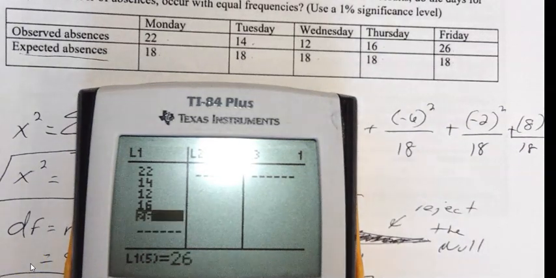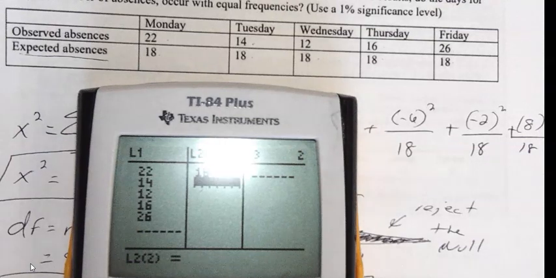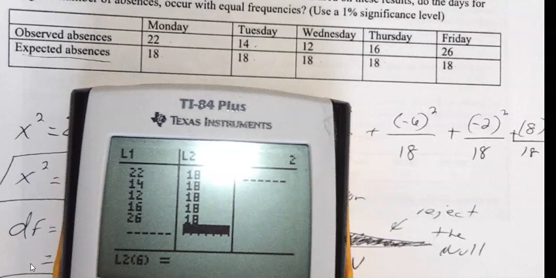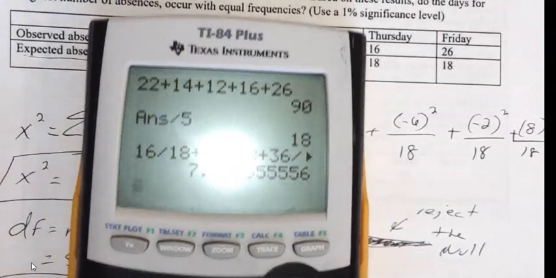Our expected, we write the same number each time. It was 18. So we go straight down the list, type in 18, until I get to the bottom of the list, and then match up equally. From there, let's leave the screen. So second mode to quit.